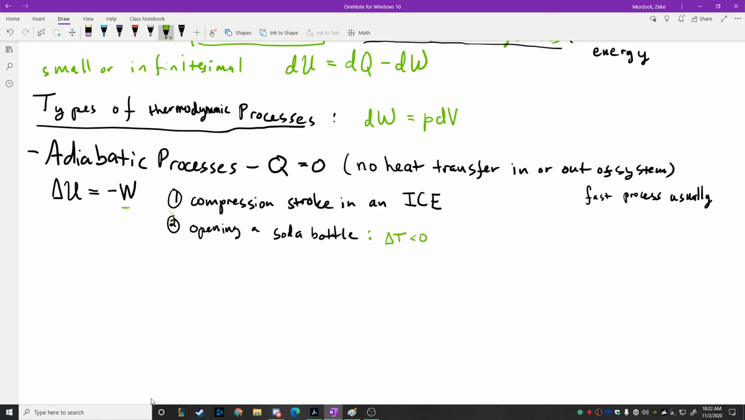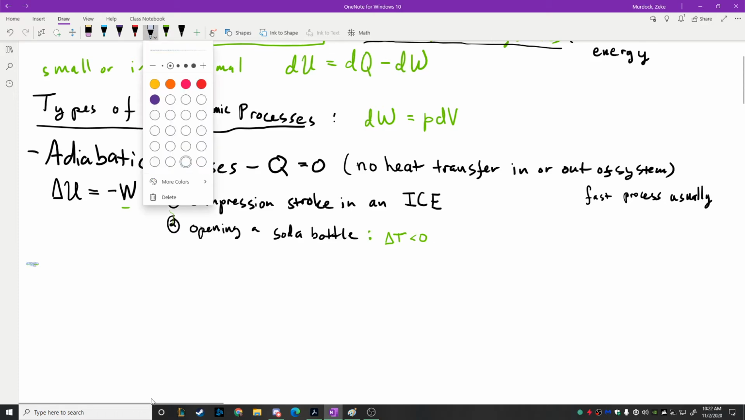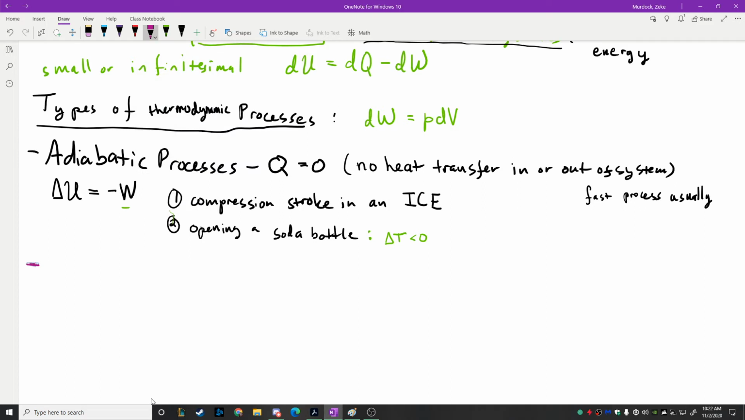Let's use a different color for the second one. All right, so let's use gray. Let's not use that color, actually. Okay, so the next process is isochoric. This is one I do not remember from. I mean, that word just doesn't seem familiar to me. Does anyone know what isochoric means?